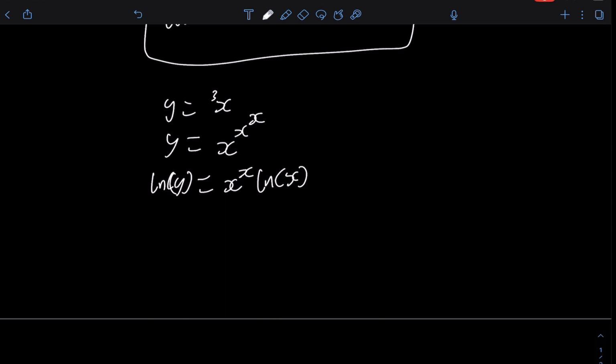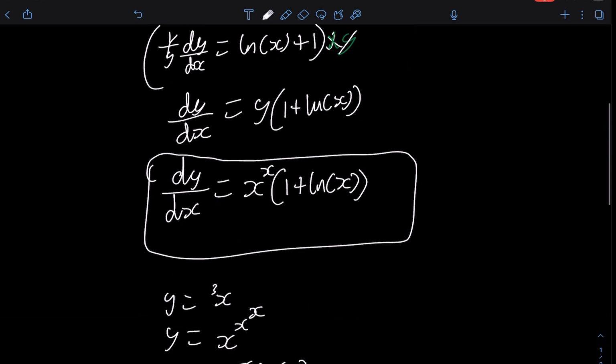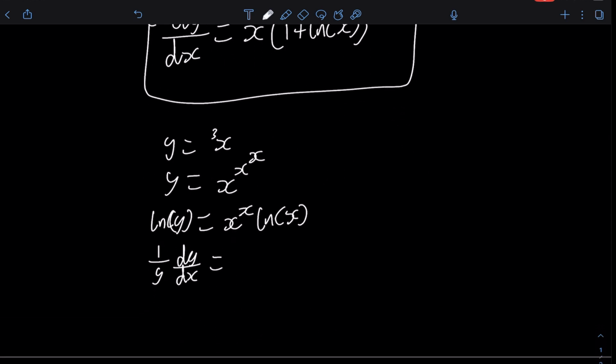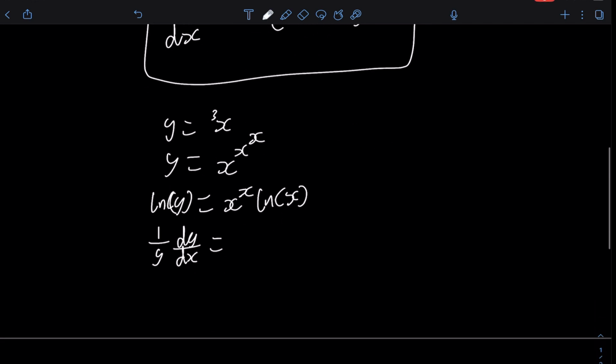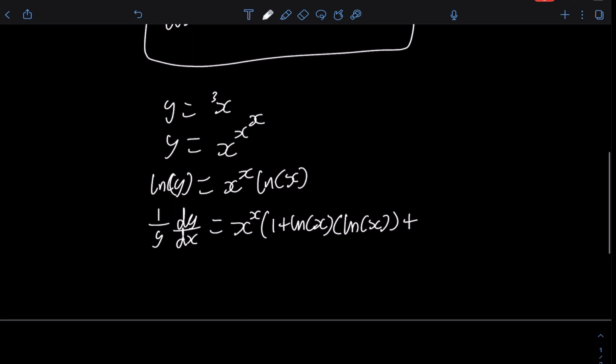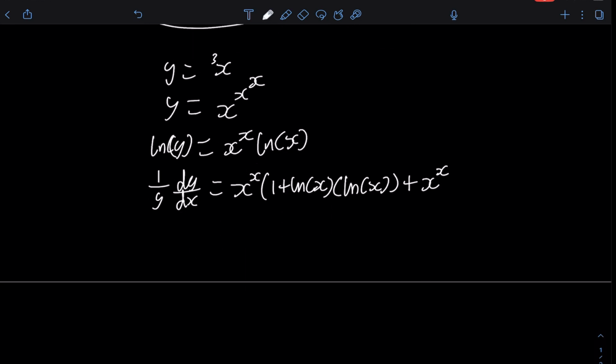So taking the derivative on both sides, we see that 1 over y dy by dx is equal to, and then the reason why we computed the first one is because now we can actually use this to compute the third tetration, because what we need to do is take the derivative of x to the x, which is x to the x times 1 plus ln x. So we have x to the x times 1 plus ln x, and then we keep the second, so I'll keep it like this, ln x, and then we add, keeping the first times the derivative of ln x, which is 1 over x, so that's over x.